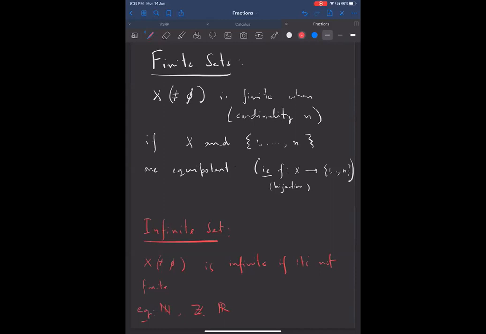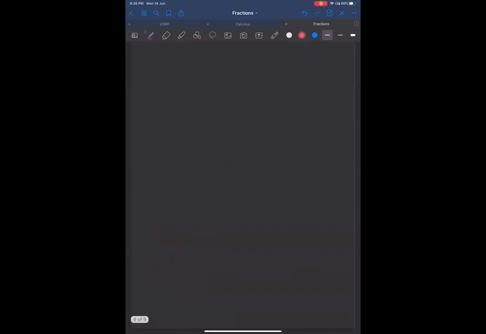Okay, so now let's jump into something more interesting. That is countable. These will appear again and again in real analysis or calculus, whatever you call it. So a set X, non-empty, is said to be countable.